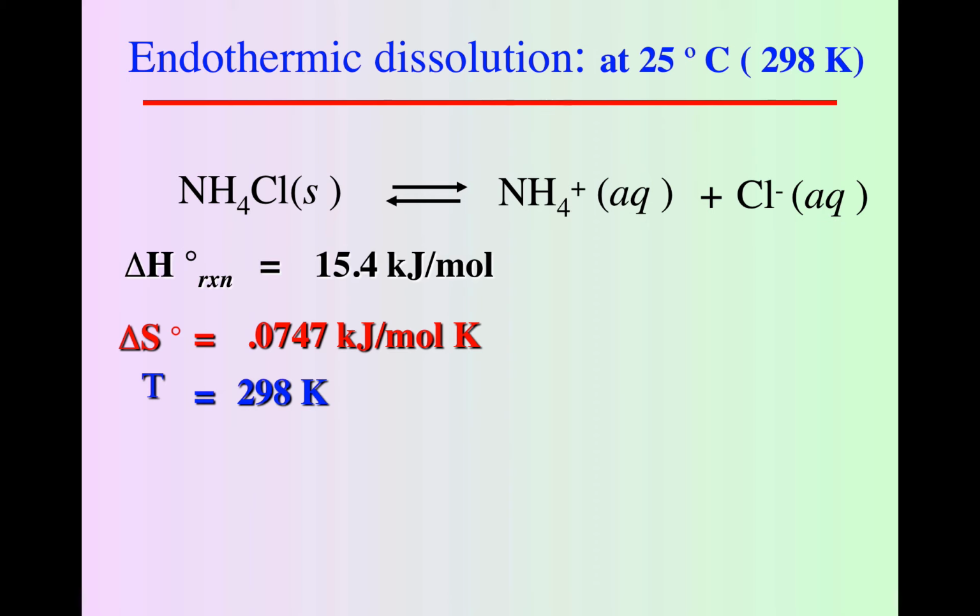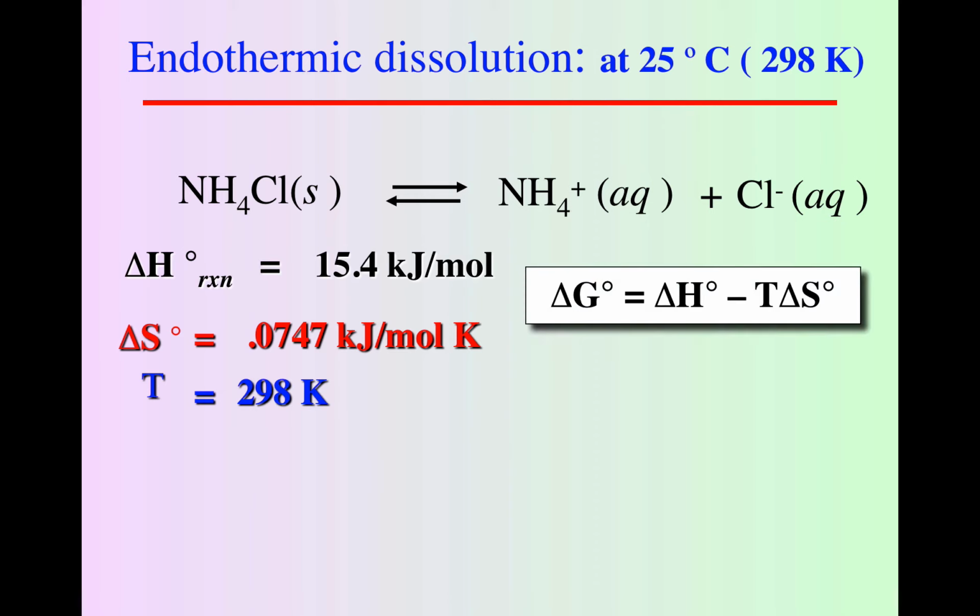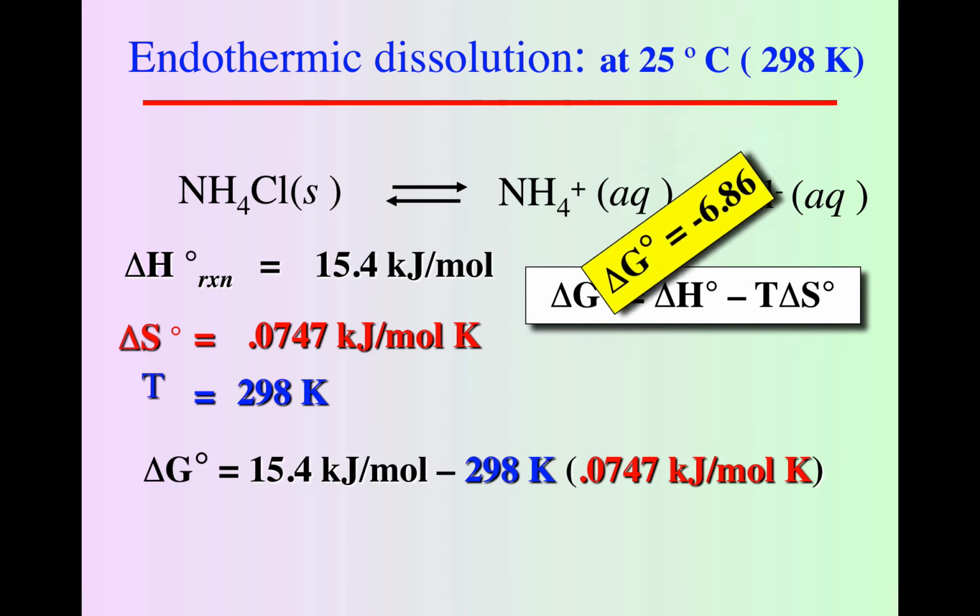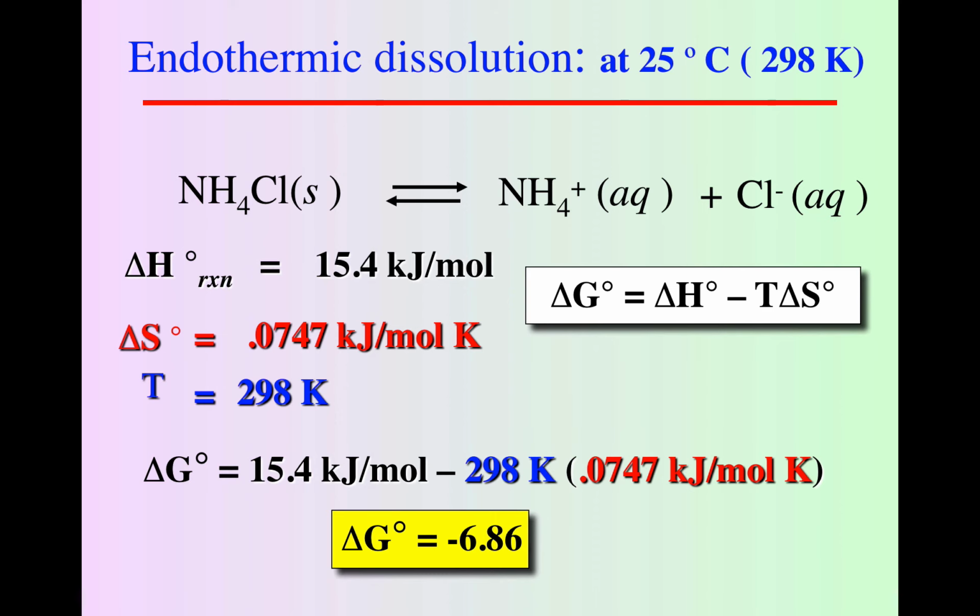Temperature is 25 degrees Celsius, 298 Kelvin. So I can plug those numbers into the expression for delta G and solve for the magnitude of delta G. So this is a spontaneous reaction at 25 degrees Celsius. Let's see, what do we have? We had an endothermic reaction that was becoming more disordered. So at 25 degrees Celsius, there's enough disorder to make this spontaneous, which we already know, right? At 25 degrees Celsius, ammonium chloride solid is soluble.